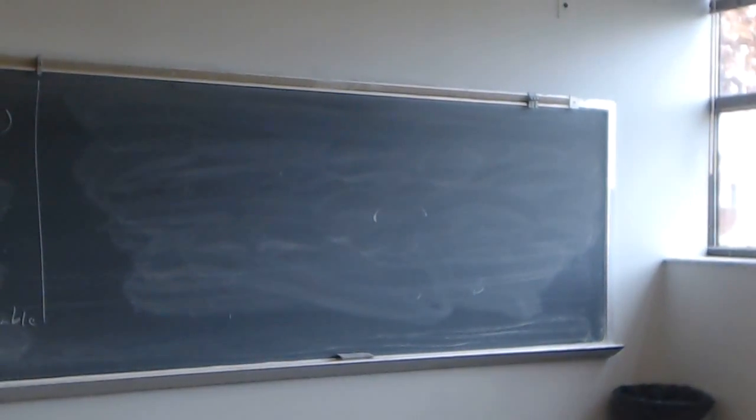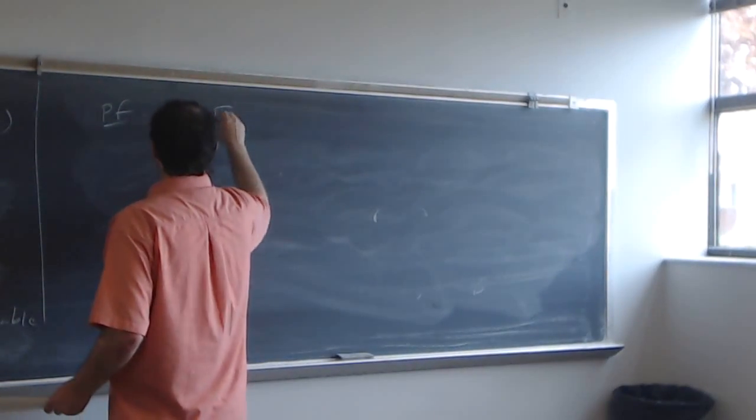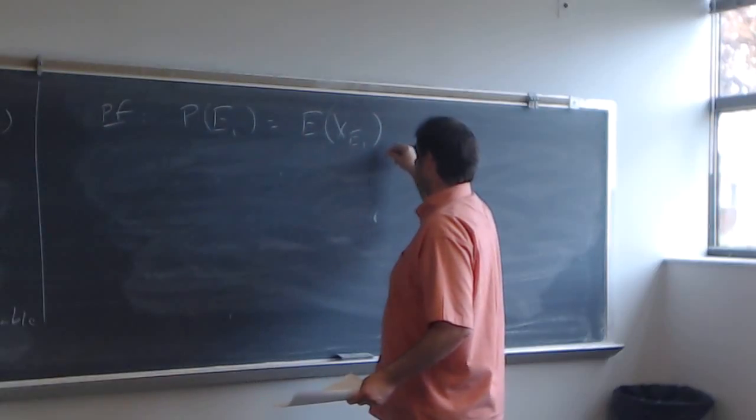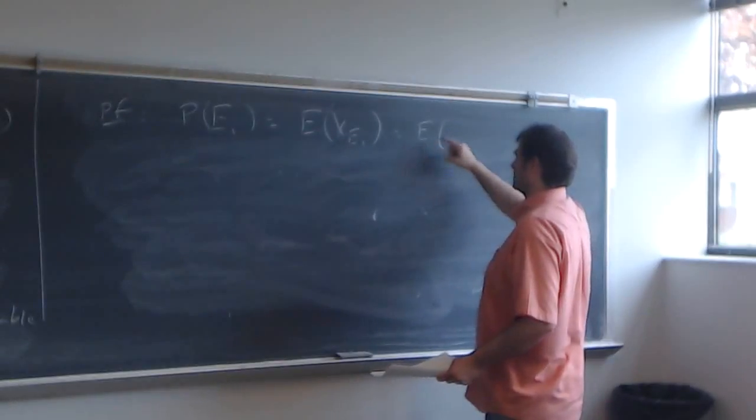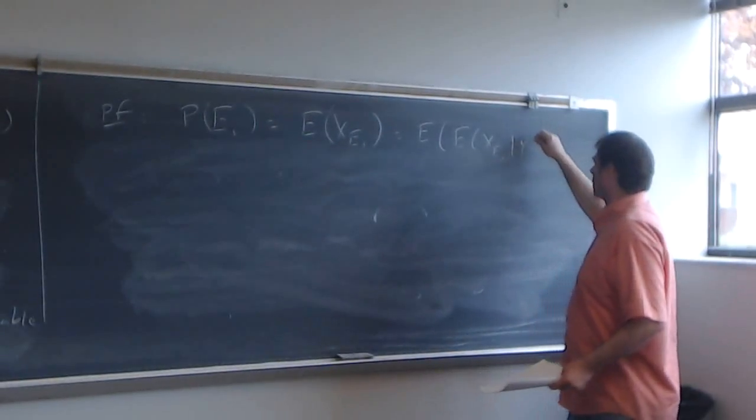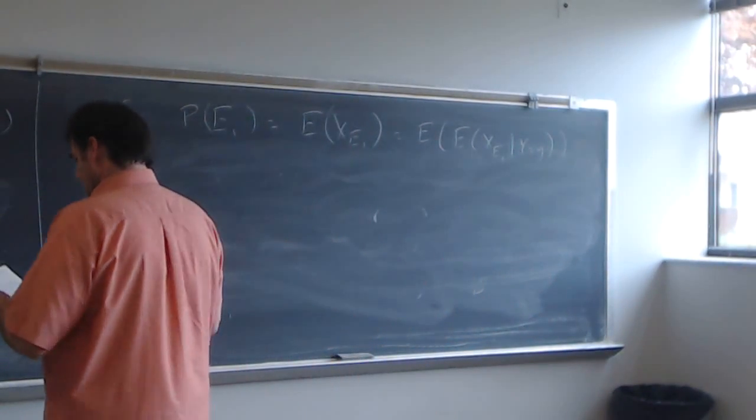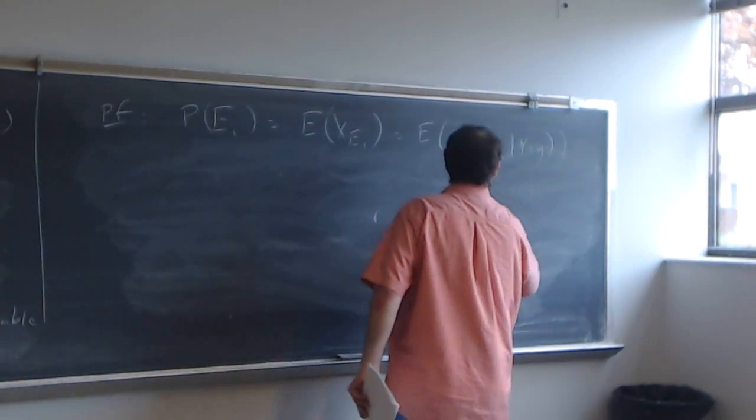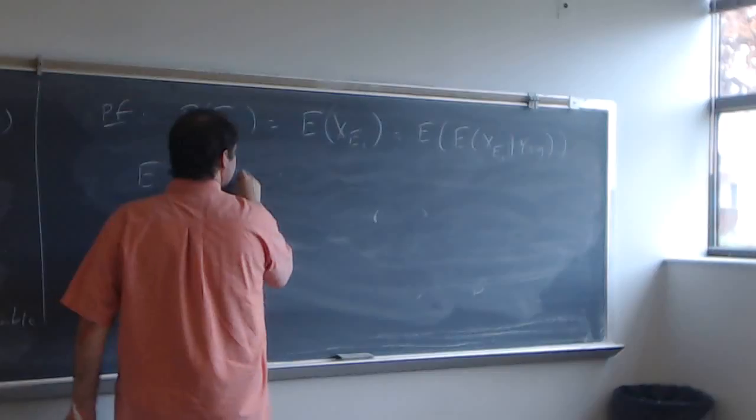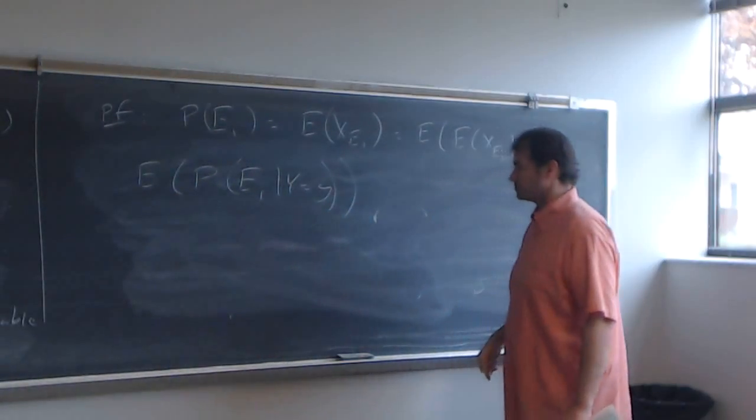Okay, let's look at the proofs of this. Well, the probability of E sub 1 is equal to the expected value of X of E sub 1, this indicator random variable, and that's equal to the expected value of the conditional expected value of X of E sub 1 given Y equals y. So this is by a previous fact we had, random variables. And then what we just proved was that the inner expected value of X of E sub 1 given Y can be represented by the conditional probability of E sub 1 given that Y is equal to y. So that's where we are.